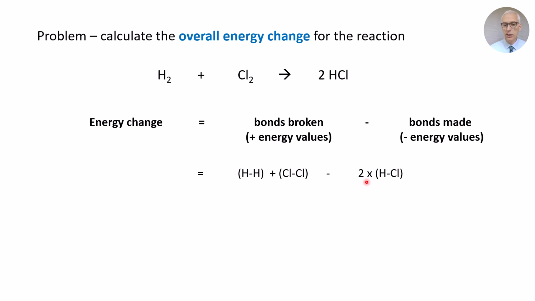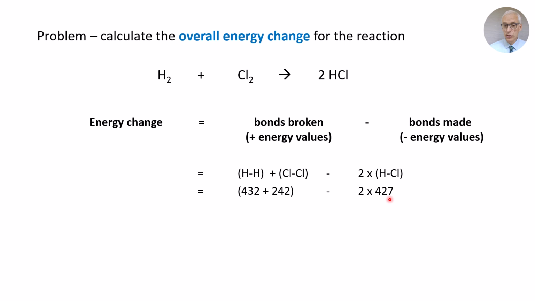So the bond energy values are per mole, they're molar figures. So 1 times the hydrogen-hydrogen, 1 times the chlorine-chlorine, and 2 times the hydrogen-chlorine. Of course, we're keeping a negative sign in front of the bond energy values being made in the products. Now, from a data source, I find that hydrogen is 432, chlorine is 242.